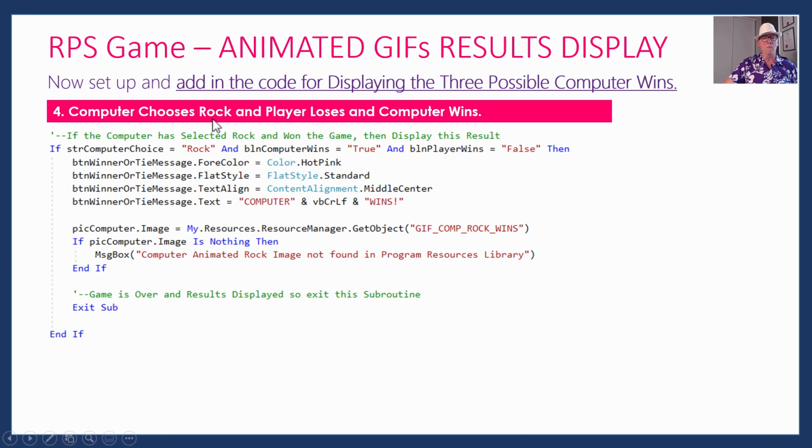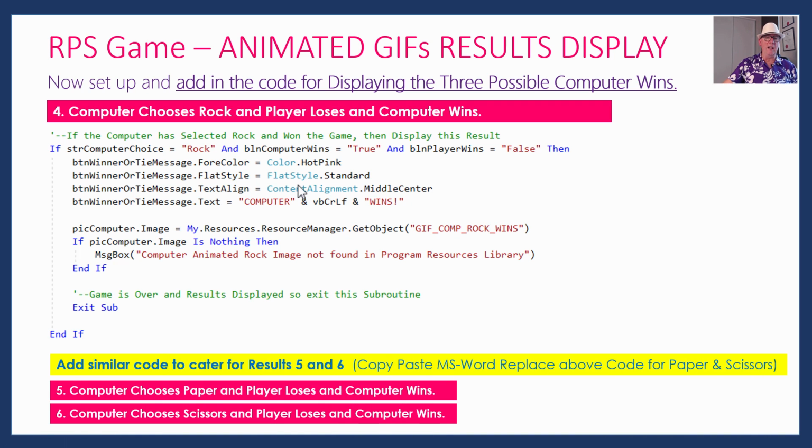So let's look at the first one. Computer chooses rock. So we just have if the string computer choice was rock and the computer won and the player lost, the player didn't win, that's all good. And here we're going to have it display in hot pink in the middle rather than in blue writing and get all that happening. And again, you just do the exact same, another if, end if, in that same subroutine we're working on at the moment for when it's paper and for when it's scissors.